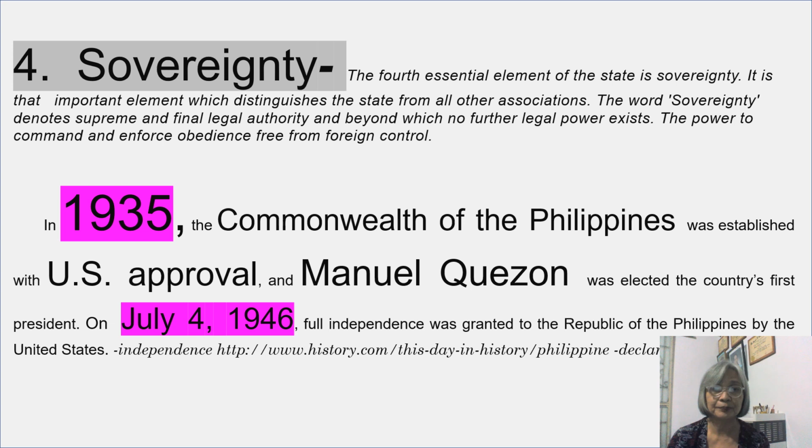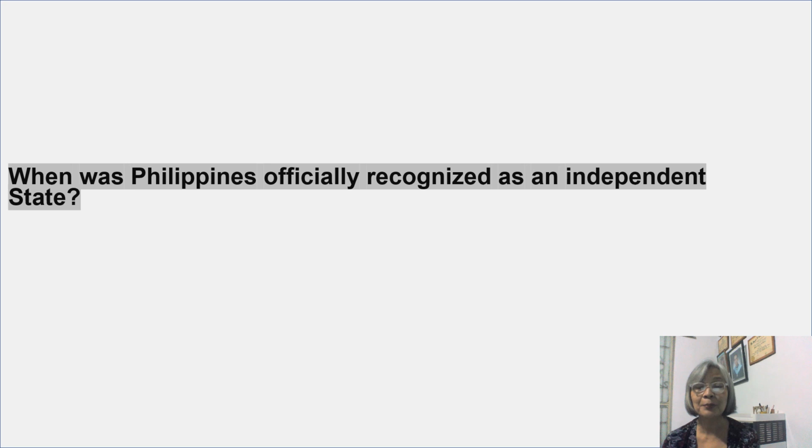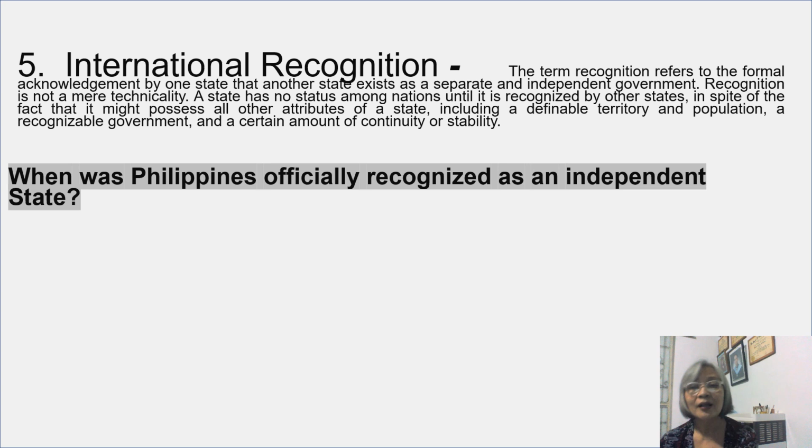When was the Philippines officially recognized as an independent state? Kailan nga ba? Ito yung tinatawag na international recognition. The term recognition refers to the formal acknowledgement by one state that another state exists as a separate and independent government. Recognition is not a mere technicality.